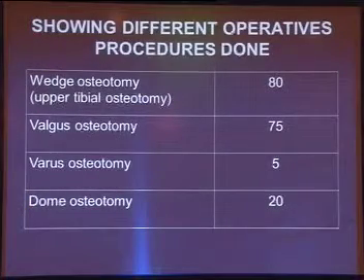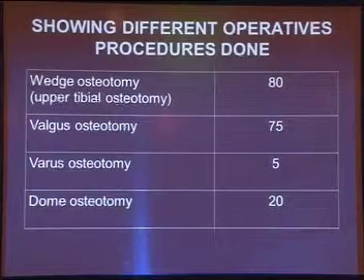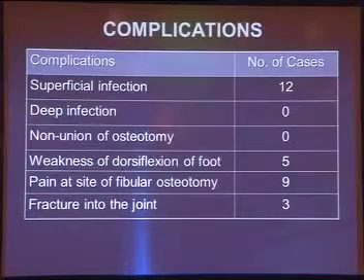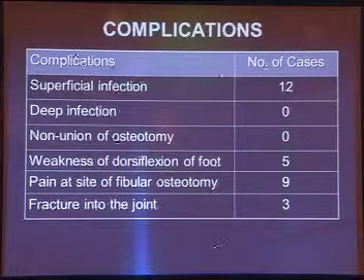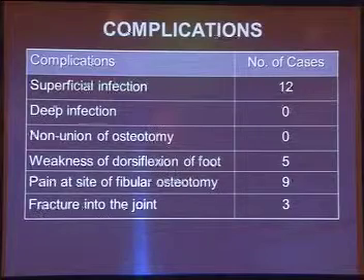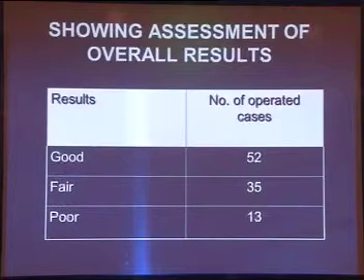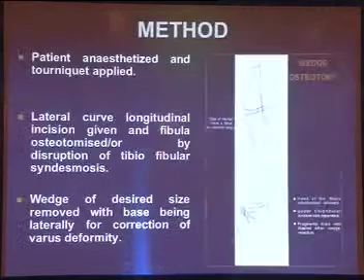100 osteotomies were done, out of which upper tibial osteotomies were 80 and dome osteotomies were 20. In the 80 patients, valgus osteotomies were 75, while varus were 5. Complications: superficial infections were noticed in 12 patients, weakness of dorsiflexion of the foot in 5, and pain at the site of fibular osteotomy in 9. Results: good in 52, fair in 35, poor in 13.